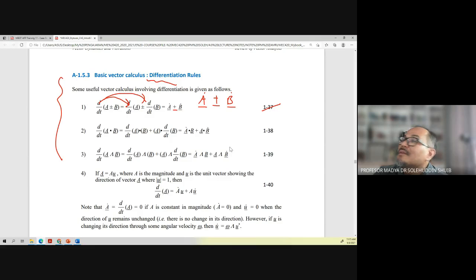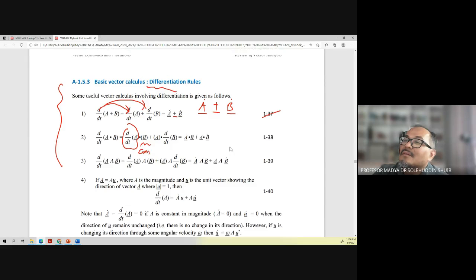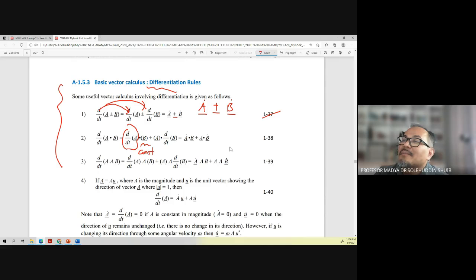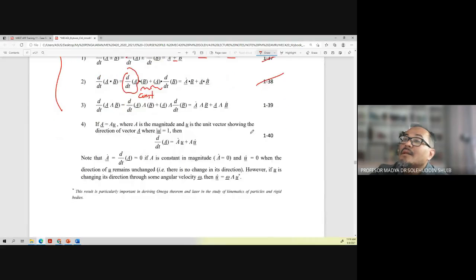How about for dot product? I have mentioned in our earlier class last week. If A dot B, we start to differentiate the first one, and the second one is constant, so you don't differentiate it. Then plus, you let the first one become constant, and then you differentiate the second part, which is B. So you get A dot times a constant B, plus constant A times B dot.